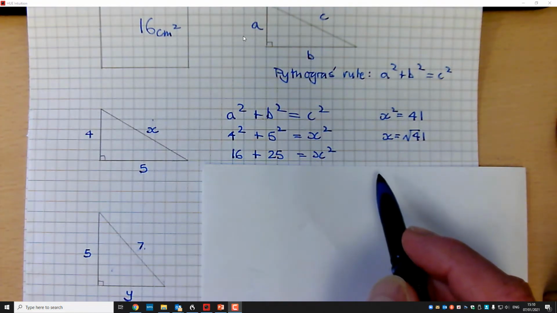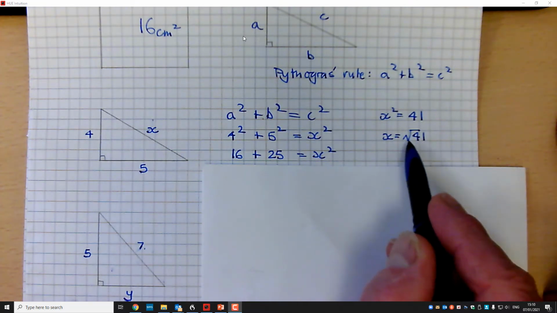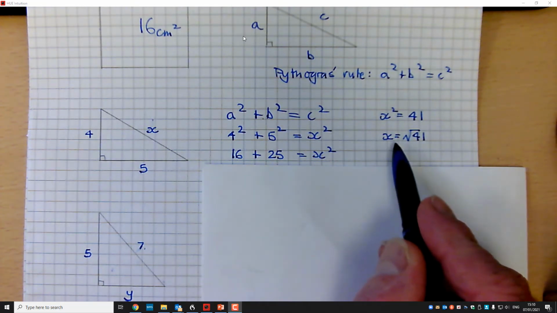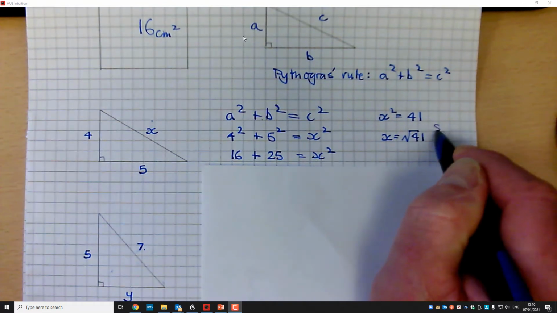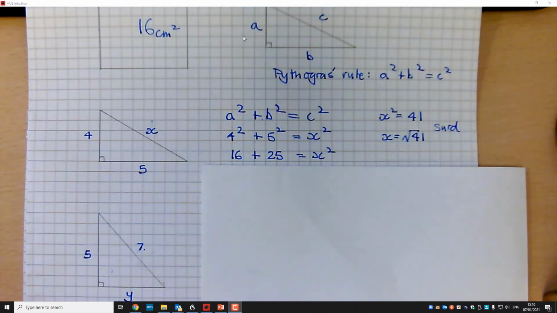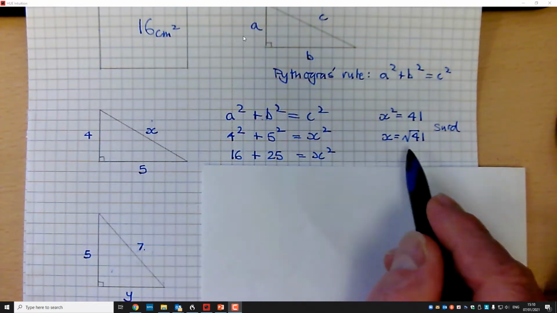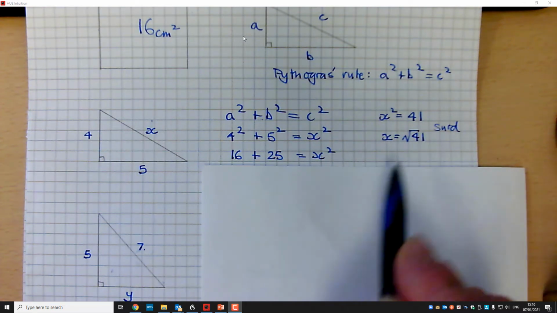Now for this lesson, I'm not going to bother working out what the square root is. I'm just going to leave it as what's called a surd. I'll write it down, a surd. Okay, I'm just going to leave it as x equals the square root of 41.